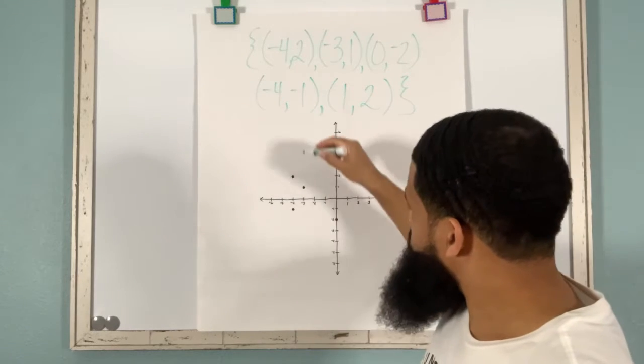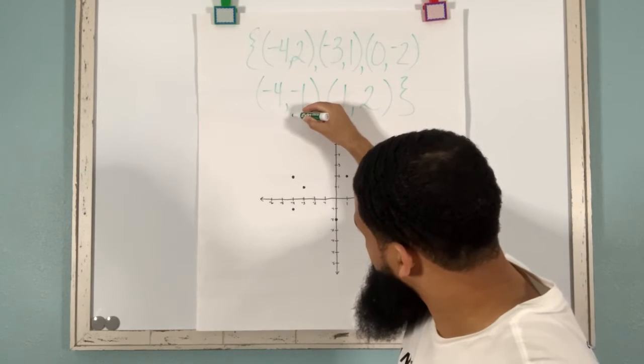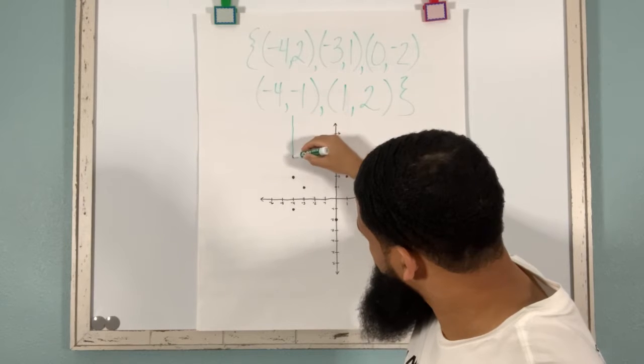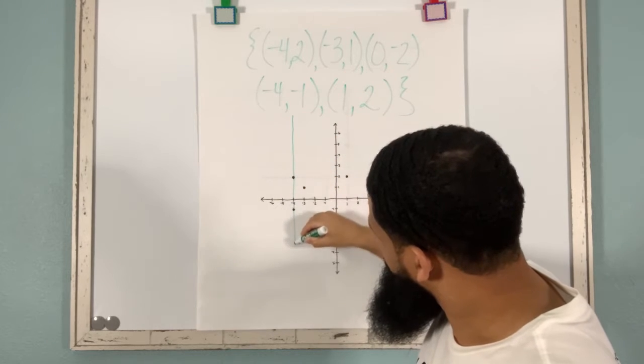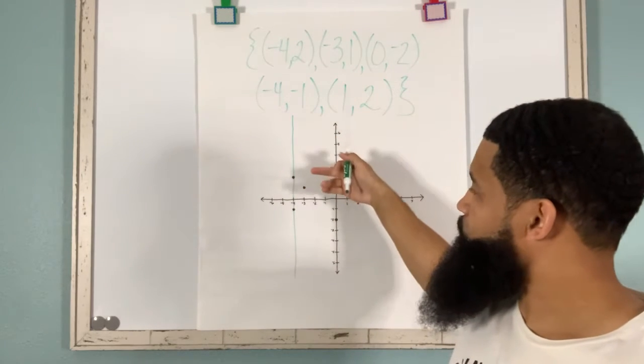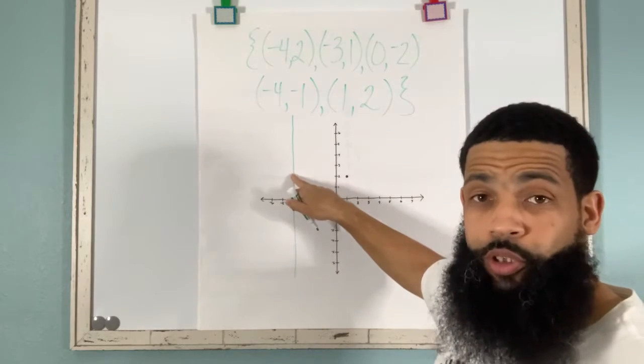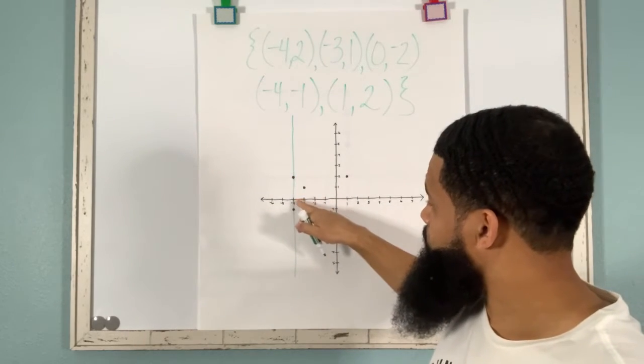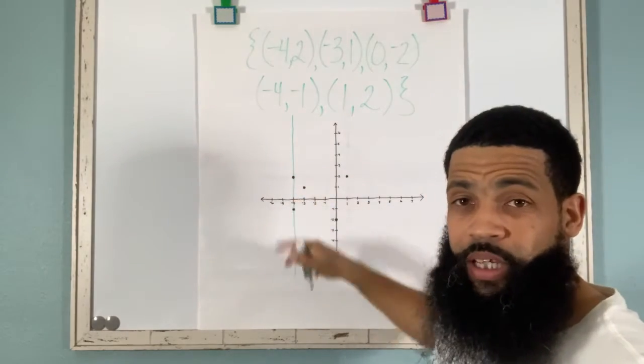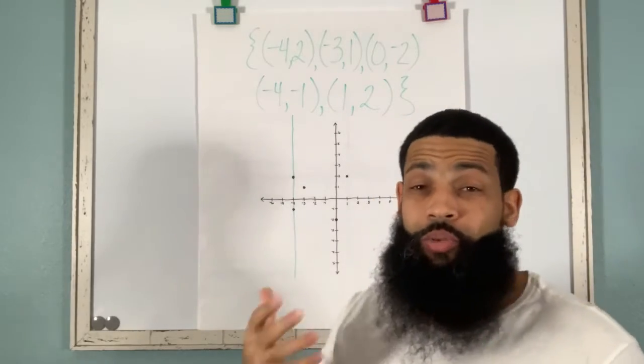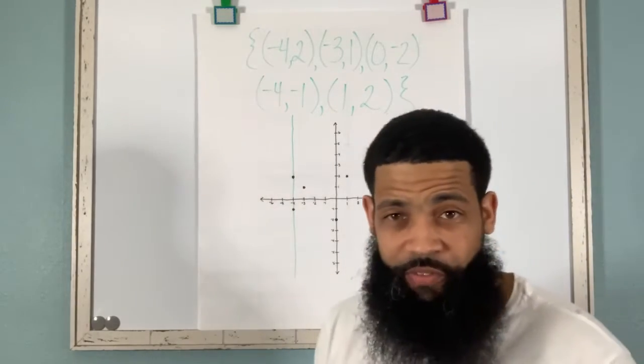So notice if I draw a vertical line right here, that vertical line touches the ordered pair -4, 2. It also touches the ordered pair -4, -1 at the same time. So that means this is not a function.